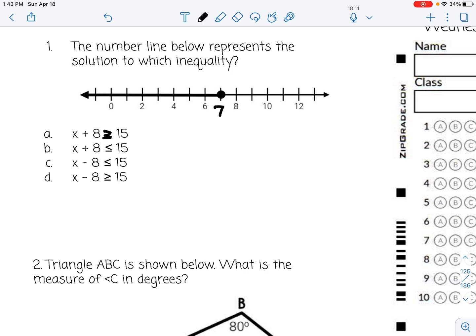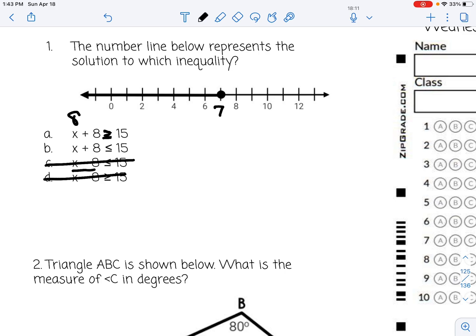So if we're looking at C and D, it says x minus 8. Well, if I add 8 to each side, I will get 23. And my number line does not start at 23, it starts at 7. So we can mark out C and D. And let's go solve. If I plug in a number for x, I'm going to go ahead and plug in 7. 7 will work for both of them because they are equal to.